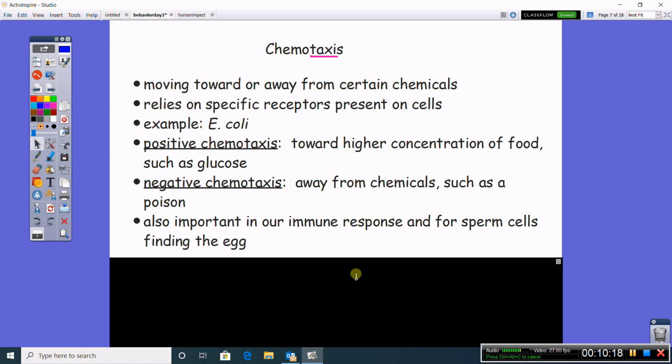And so chemotaxis is also important in our immune response. So if you've taken anatomy and maybe you've learned about inflammation, we talk about chemotaxis there, that your white blood cells will use chemotaxis to find and hunt out a bacteria cell and to gobble that up. And sperm cells also use chemotaxis when they're trying to find the egg.